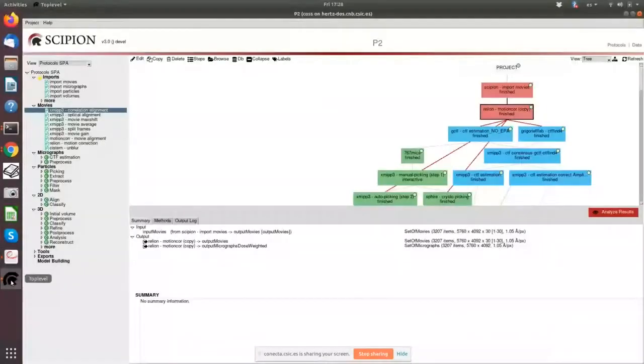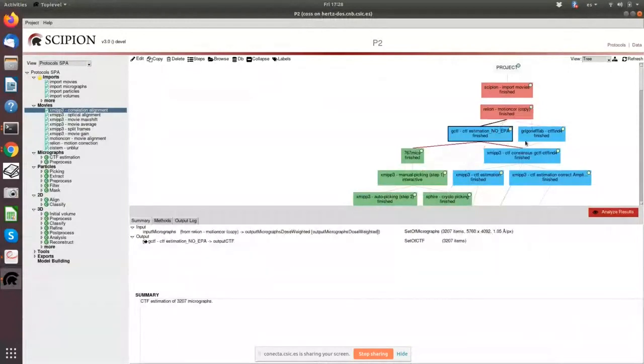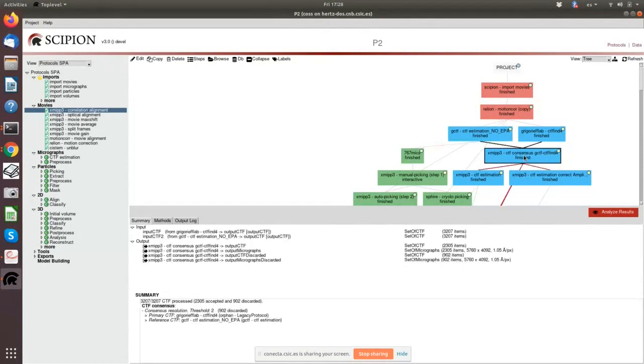So let's go back to the project. I estimated the CTF with GCTF and CTFFIND, which are very well accepted programs in the field. These only estimate the defocus, but they are pretty accurate. And then I computed the consensus between the two. The consensus between the two is something like this.